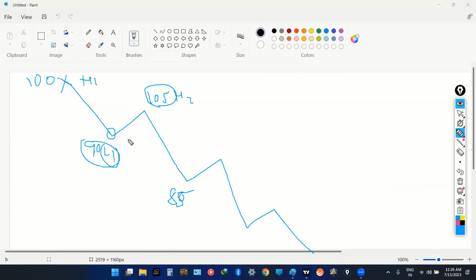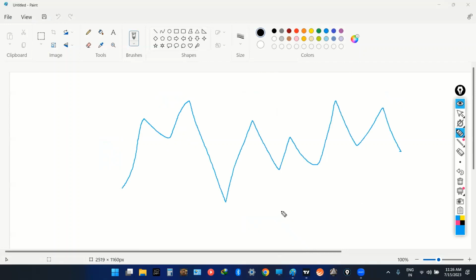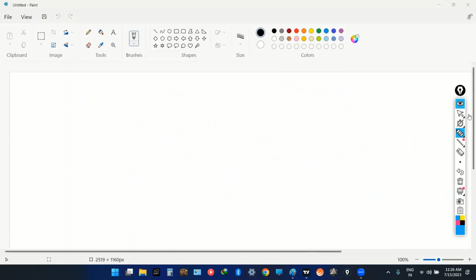Again, if it goes up, so what is the characteristics of downtrend? You can say lower highs. Highs are getting low and lower lows. The lows are also getting low. This is the characteristics of downtrend. And what happens in sideways? Something like this. No fixed pattern. Everything is stuck in a rectangle, you can say.